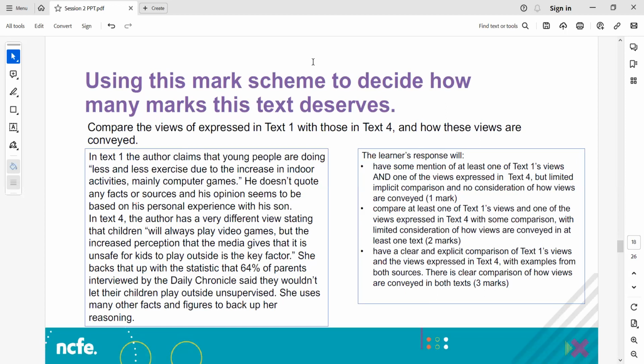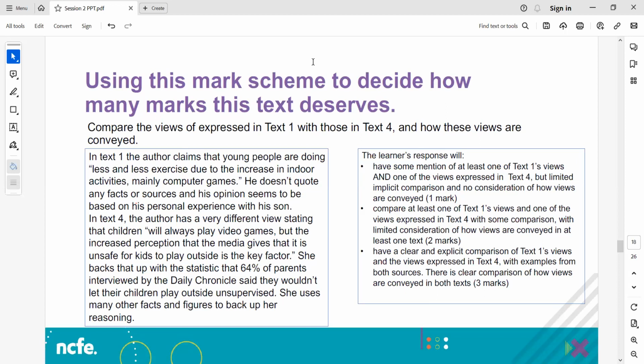He doesn't quote any facts or sources, and his opinion seems to be based on his personal experience with his son. In text 4, the author has a very different view, stating that children will always play video games, but the increased perception that the media gives is that it is unsafe for kids to play outside is the key factor. She backs that up with the statistic that 64% of parents interviewed by the Daily Chronicle said they wouldn't let their children play outside unsupervised.